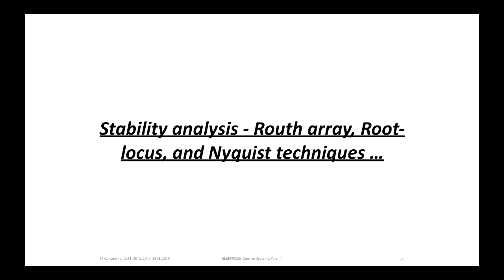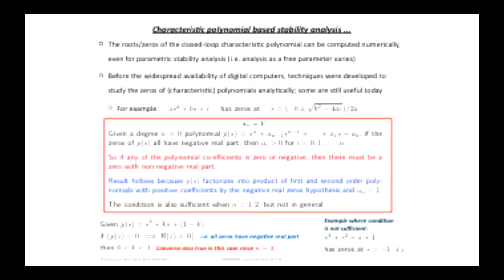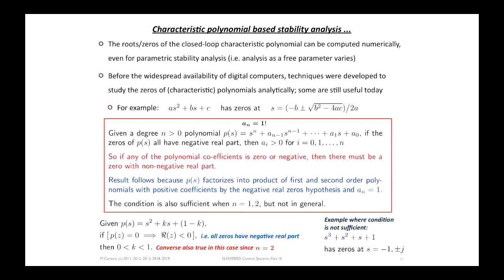All right. That was just a summary which you can read. All right. So, I guess the stability analysis of a closed loop system boils down to determining where the zeros of a polynomial lie in the complex plane. All right?